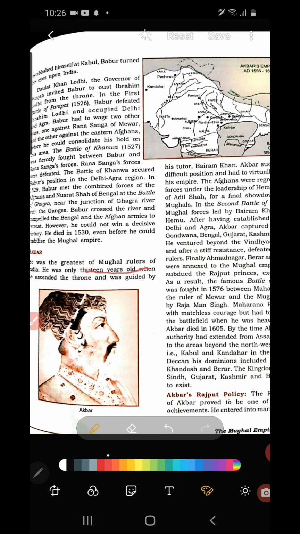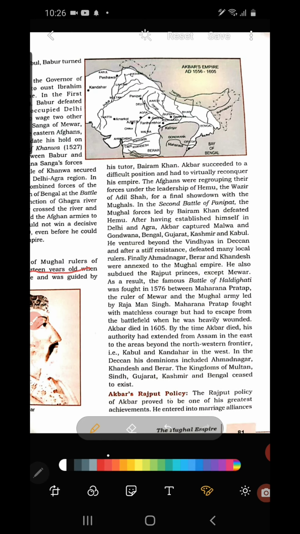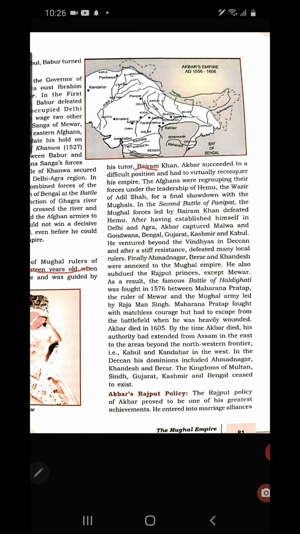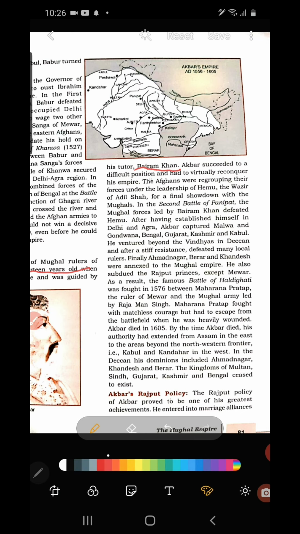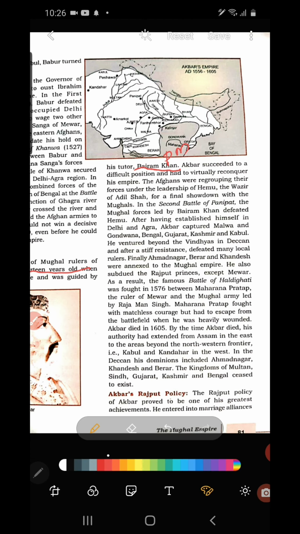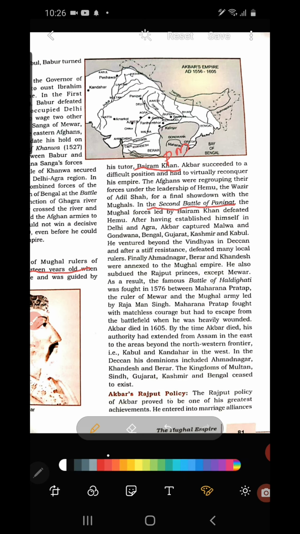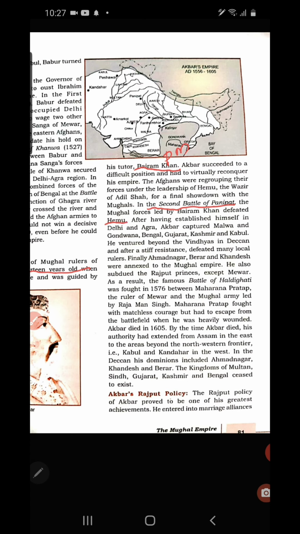Okay, so because Humayun died when he was very small, now how did he rule his empire? You see, Bayram Khan was the prime minister of the Mughal Empire at that time. So with the support of Bayram Khan, Akbar ruled the empire. During his period, he had to face a famous battle, the second battle of Panipat, which was held between Hemu and Akbar.